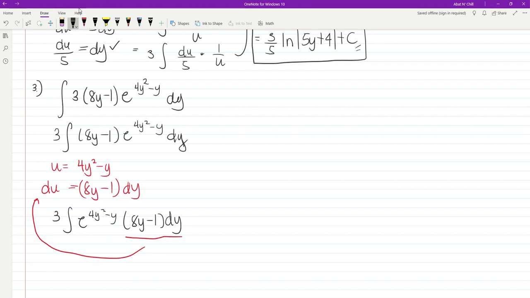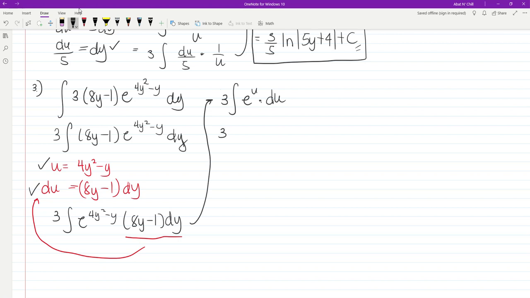So, it's now time to substitute this. So, we have 3 integral of e, we have 4y squared minus y. We let that as our u. So this becomes e raised to u. And then this 8y minus 1 dy is now our du. So the seemingly complicated integral is very easy because of u substitution.